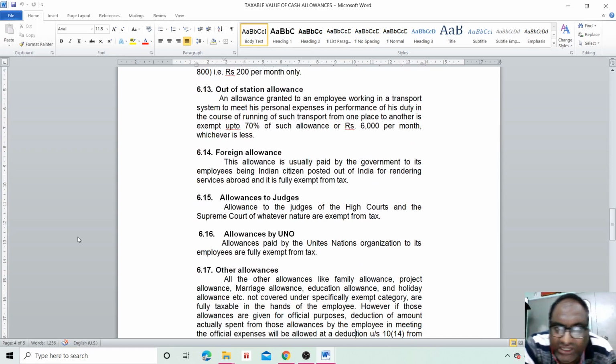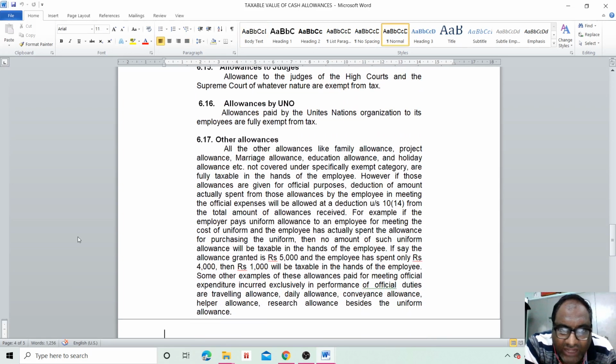Now, out of station allowance is granted to an employee working in a transport system to meet his personal expenses in performance of his duty in the course of running of such transport from one place to another. It is exempt to the extent of 70% of such allowance or 6,000 per annum, whichever is less. Foreign allowance: this allowance is usually paid by the government to its employees, being Indian citizens, posted outside India or rendering services abroad, and it is fully exempt from tax. Then allowance to judges, UNO, and other allowances.